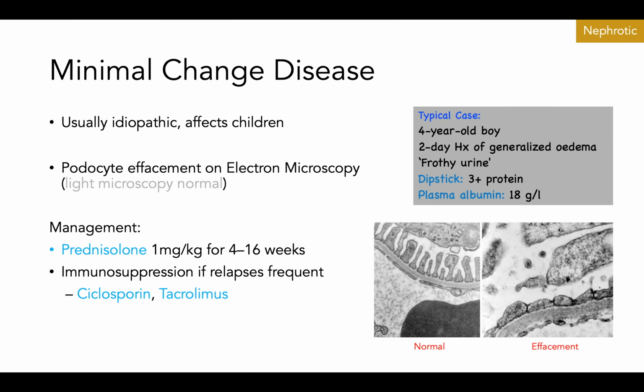So this box is a typical case. It usually affects children. So a 4-year-old boy with oedema, they often make mention of frothy urine because of the presence of the protein. And so you have proteinuria and low albumin and edema. So the nephrotic triad, most common cause of pure nephrotic syndrome in a young child is minimal change disease.